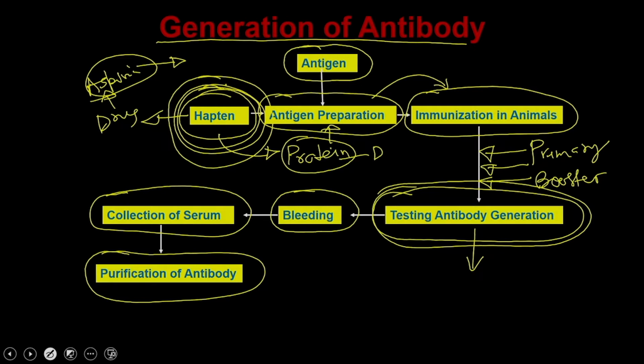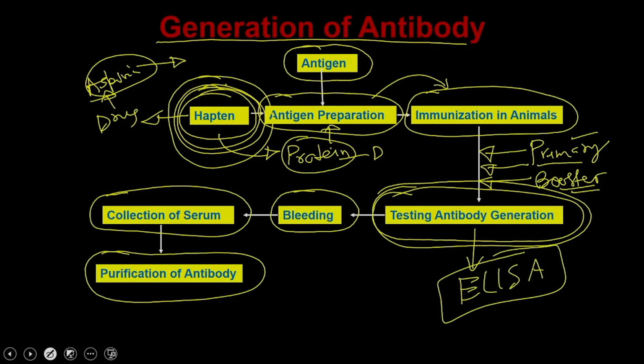And once you immunize the animal, you are going to immunize it two times. One is the primary injection and then the secondary injection. With the help of the primary and secondary injections, you are going to generate the antibodies. Then you are going to test the antibodies with the help of ELISA, and once you see that the antibodies are being developed, you are going to collect a large quantity of blood from the animal, and subsequently collect the serum from the blood, and that serum is going to contain the antibodies.